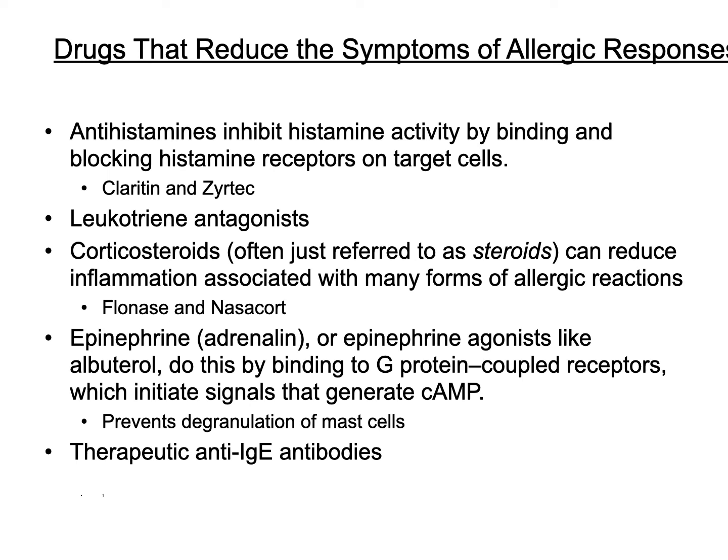Leukotriene antagonists can also be used. Steroids can be used too, and that helps to reduce the inflammation that's associated with a number of allergic reactions. Things like Flonase include a corticosteroid. And then epinephrine is used. Epinephrine is going to prevent the further degranulation of mast cells. They do this by binding G protein coupled receptors, so you don't get the cyclic AMP signaling, so you don't get the cell signaling events. And then there are therapeutic anti-IgE antibodies that are also used.